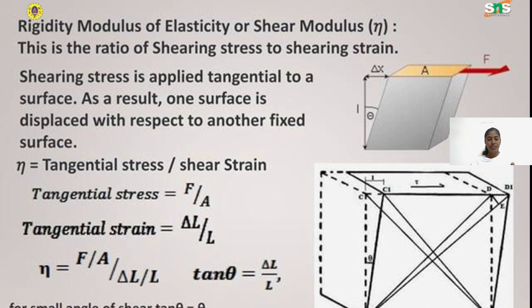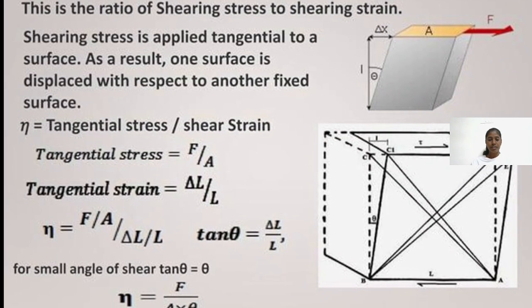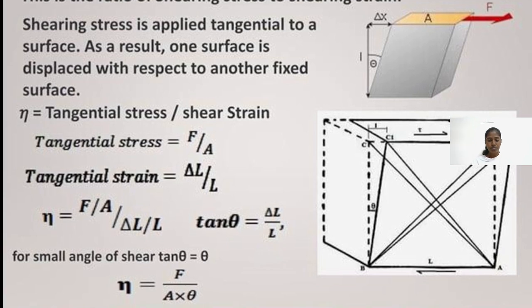Apply the stress and strain values in the eta equation. Rigidity modulus is equal to tangential stress by shearing strain. The tangential stress is F by A and the shearing strain is del L by L. So eta is equal to F by A divided by del L by L. Here tan theta is equal to del L by L, so the tangential strain can be written as tan theta. The produced angle is very small, since we apply only a small shearing stress, so tan theta is simply written as theta. So theta is equal to del L by L.